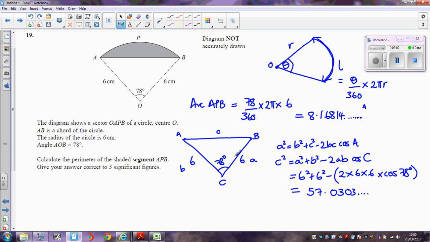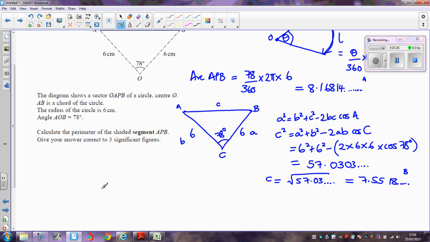And if I plug all that into my calculator, I get 57.0303. Now don't forget, that's c squared. To find the length of AB, or I'm calling it C, that's going to be the square root of that lot. So the square root of 57.03, don't round it at that stage, and that comes out as 7.5518, and so on. Again, do not round that. I'm going to put that into my memory as B.